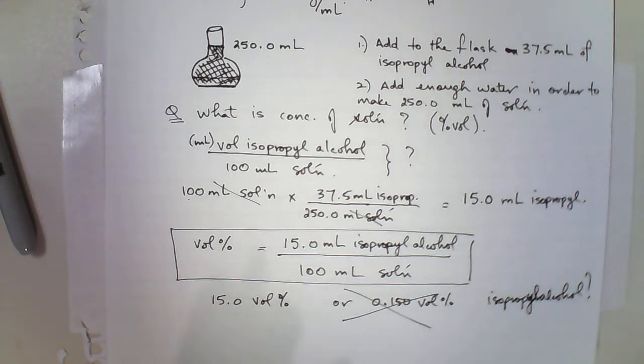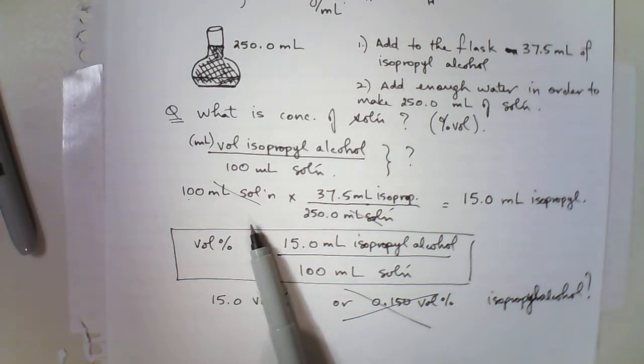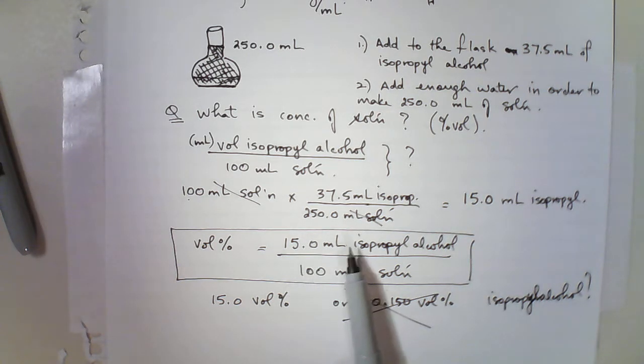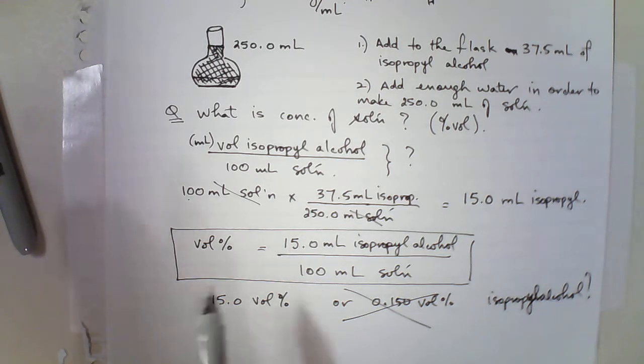So don't divide by 100 by mistake. This is exactly what it is. So you could have done this in a cross multiplication as well. If there's 37.5 in 250, how many are there in 100? And you would have gotten the number of 15. So there is 15 mils in 100. That is 15 per 100%. And so my answer is 15.0 volume percent isopropyl alcohol. That's my solution.